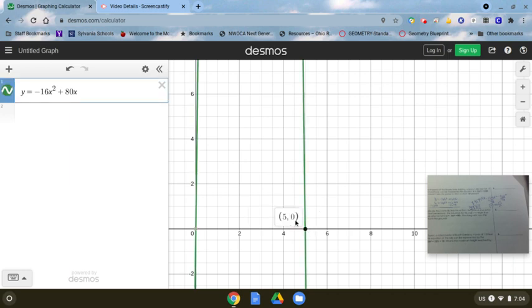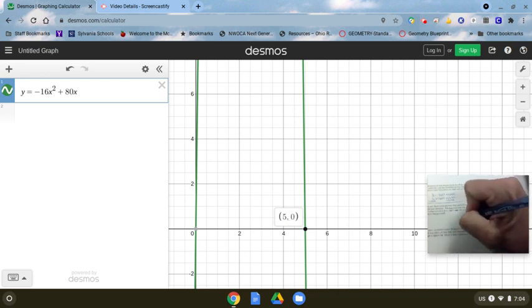Oh, wow, height is 0, 5 seconds. So it takes 5 seconds for the fireworks to reach the ground. Okay, so some of these are easier than others. All right, Apollo's Chariot, a roller coaster at Busch Gardens, and so on. Here's the equation. So let's enter the equation.